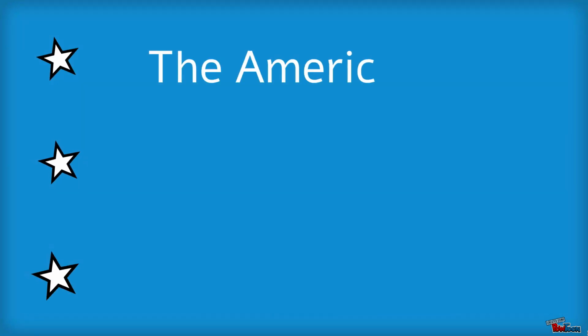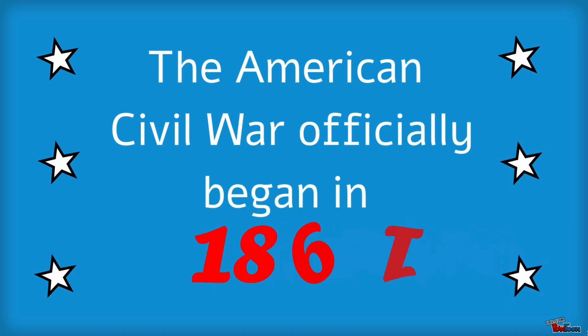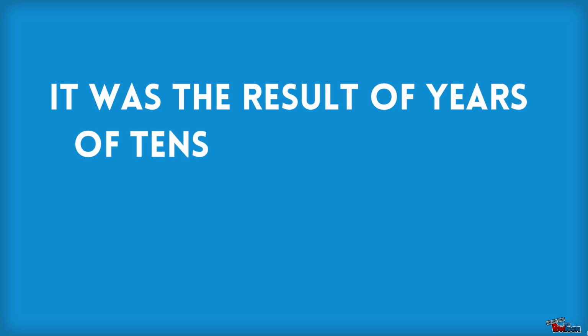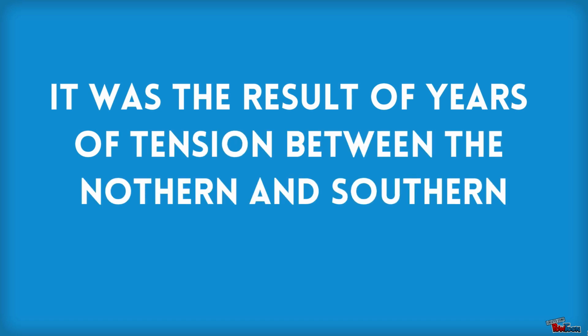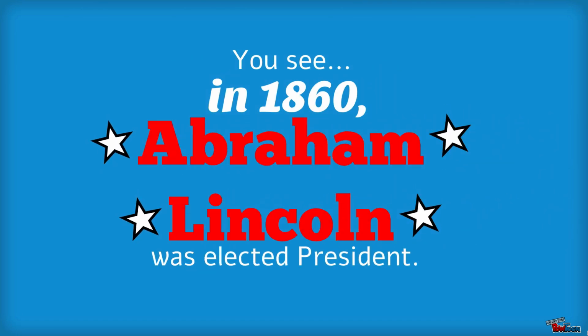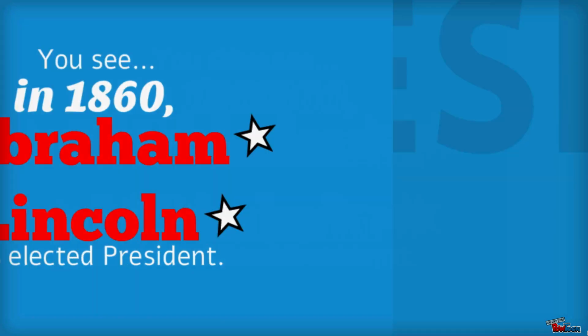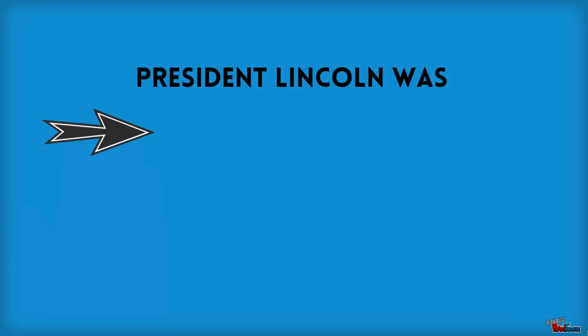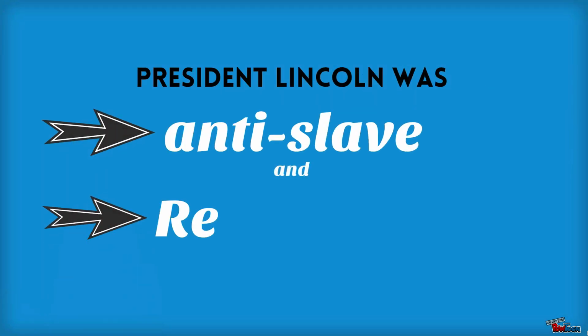The American Civil War officially began in 1861. It was the result of years of tension between the northern and southern states. You see, in 1860, Abraham Lincoln was elected president. Abraham Lincoln was anti-slave and Republican.